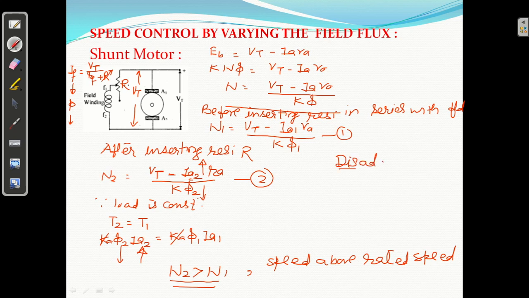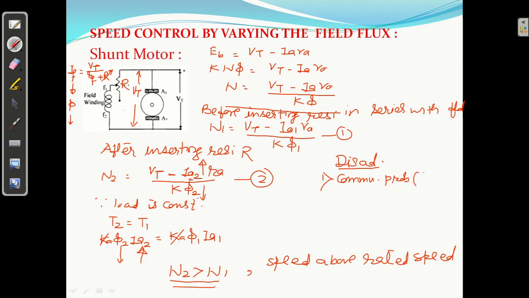Why is it overheated? Because of the increase in current in the armature circuit, the armature copper loss Ia square Ra will clearly increase, so the armature may become overheated. That is the two disadvantages. One is the commutation problem.